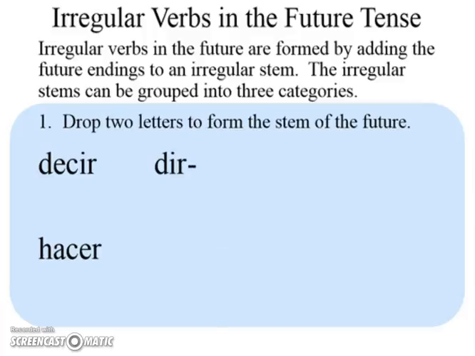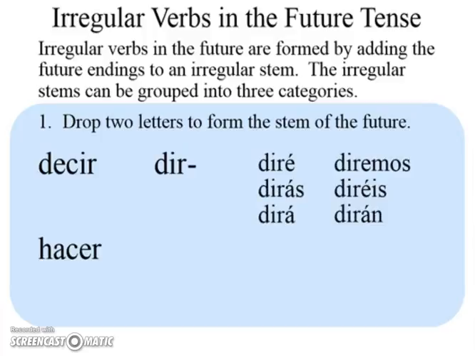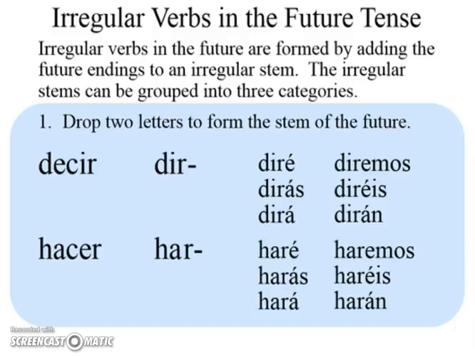And then from there, we add our endings: diré, dirás, dirá, diremos, diréis, dirán, for I will say, you will say, etc. Hacer, okay, we're going to get rid of the CE. So we have har, right? And that's haré, harás, hará, haremos, haréis, harán. So that's the first category. We drop off two letters. Okay, so decir and hacer are irregular.